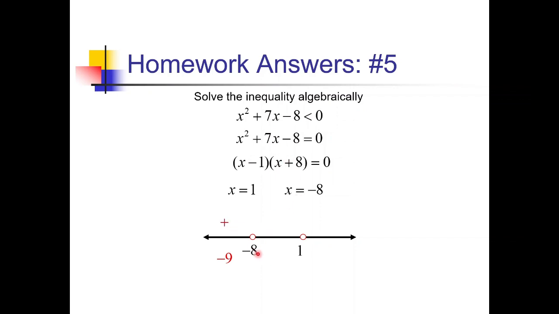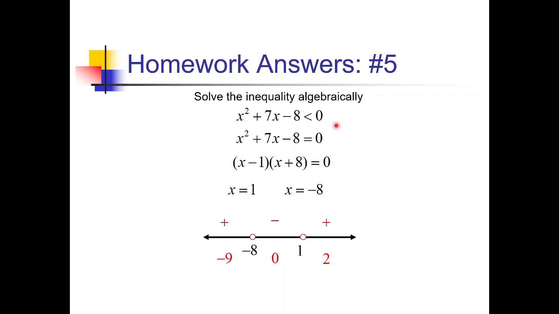Now for something between -8 and 1, I think 0 is a good one to use. 0 minus 1 is negative. 0 plus 8 is positive. Negative times a positive is a negative. And then finally something bigger than 1, like 2. 2 minus 1 and 2 plus 8 are both positive. Positive positive gives us a positive product.